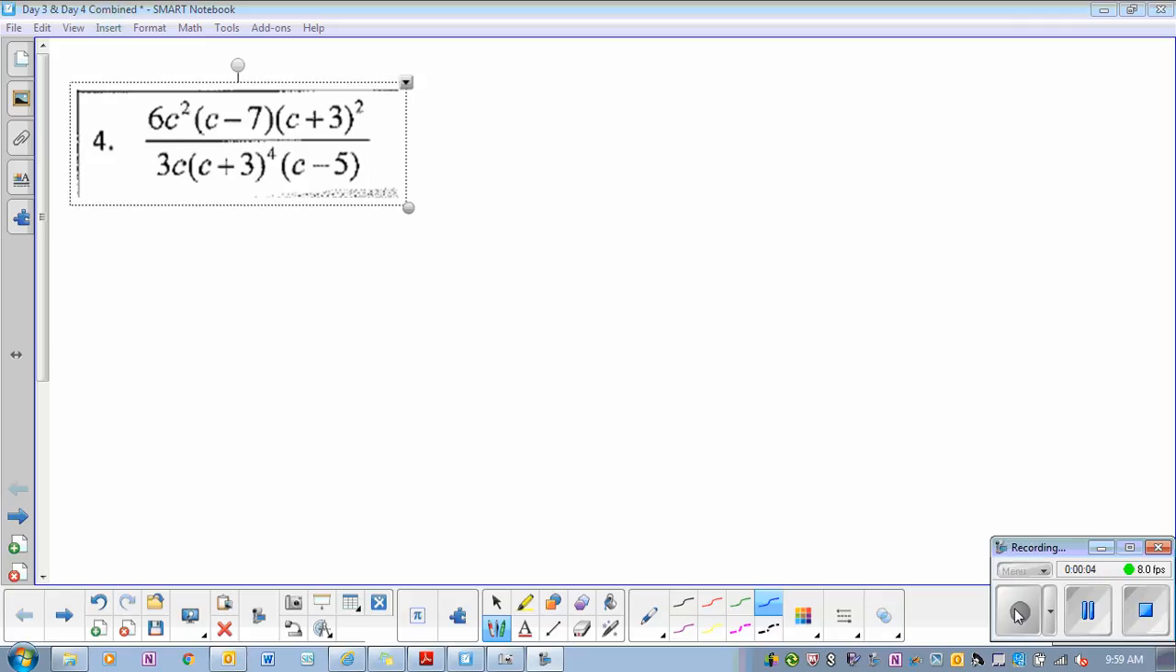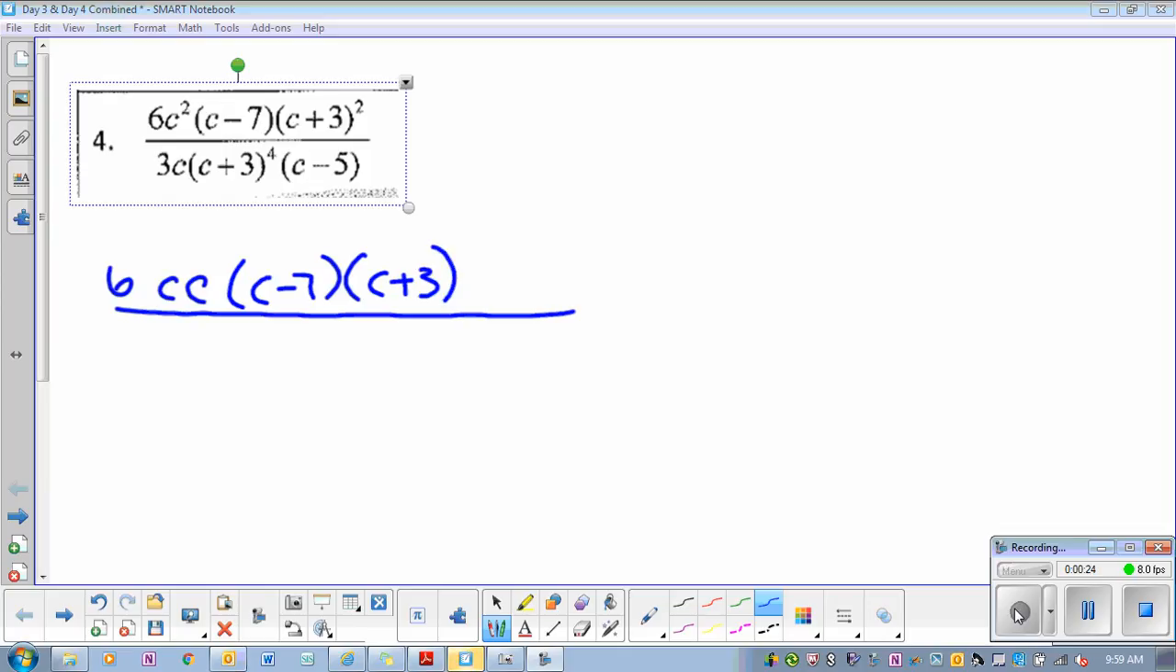Okay, so this one, we don't have to factor anything. We just need to write stuff out. With all those exponents and stuff, don't let it confuse you. If you have 6c squared, that really means you have 6 and 2 c's, right? You have c minus 7, and then you have c plus 3, what is that, squared?